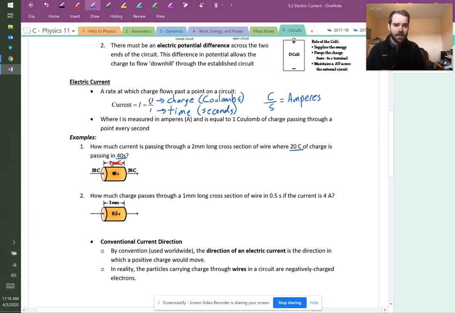20 coulombs of charge is a ton of charge. 40 seconds is actually a considerable amount of time for charges to be flowing. So let's see how much current we have. The current, with symbol I, is equal to the charge flowing through a certain section in a certain amount of time. If we have 20 coulombs passing through this section in 40 seconds, 20 divided by 40 is 0.5, and our units for current are amps. We have 0.5 amps of current.